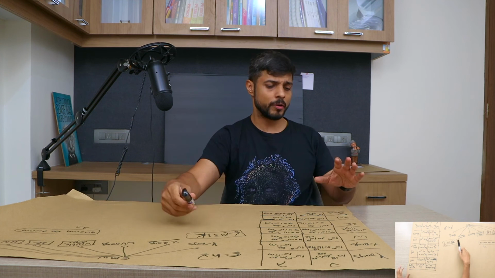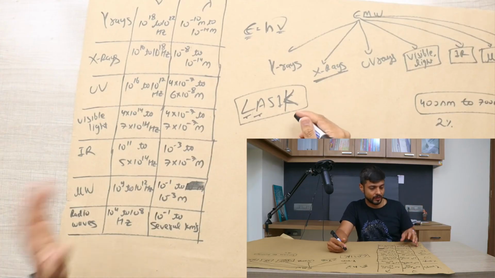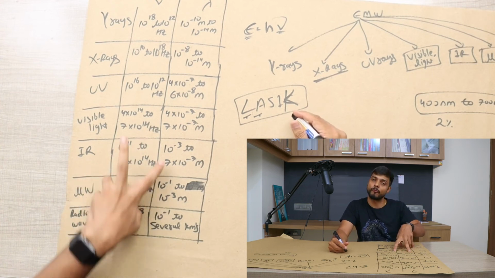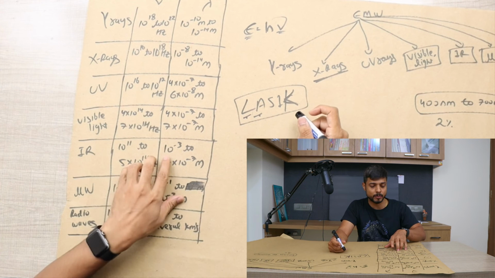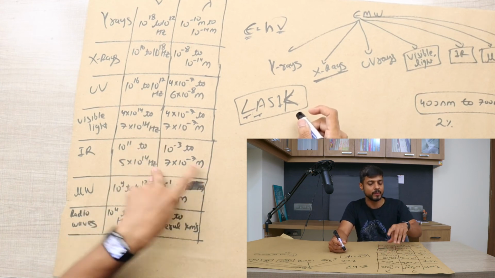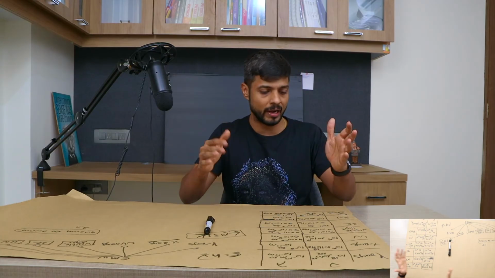Okay. So now we will come to the infrared region. First thing first, the frequency lies between 10 to the power 11 to 5 into 10 to the power 14 hertz, and the wavelength lies between 10 to the power minus 3 to 7 into 10 to the power minus 7 meters. Again, this is not a precise number, as I told you, there is always a little bit of overlap over there.